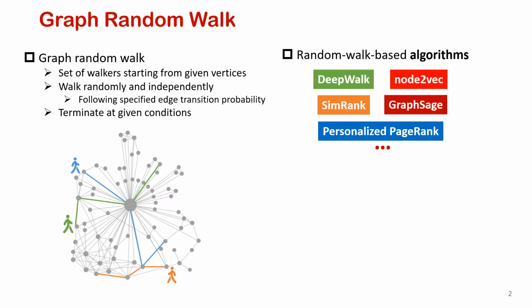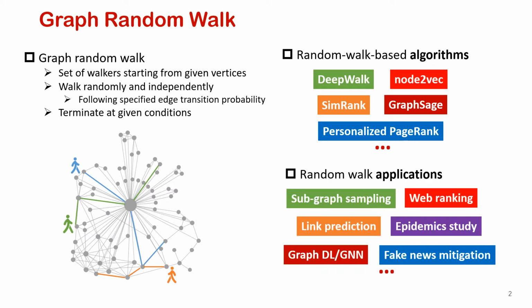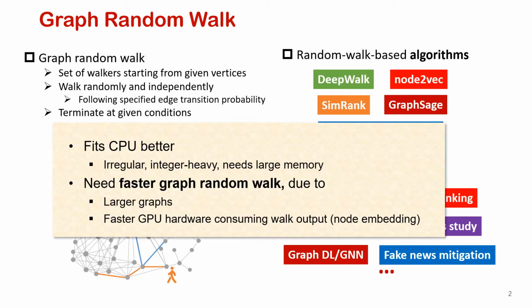Graph random walk forms the basis of many widely used algorithms today, which in turn have diverse applications, from link prediction for use cases like recommendation to graph neural networks and epidemic studies. Today, a major consumer of graph random walk results is graph embedding, typically running on GPUs due to its regular nature of performing matrix computation.